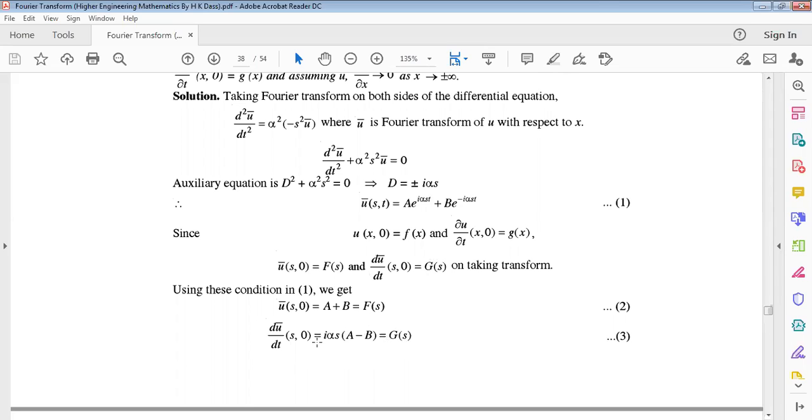Just taking first differentiation. In differentiation, we have to multiply with the coefficient of the independent variable. Remember it. But in integration, we have to divide with the coefficient of the independent variable. Remember this one.